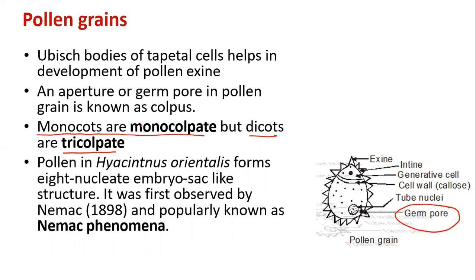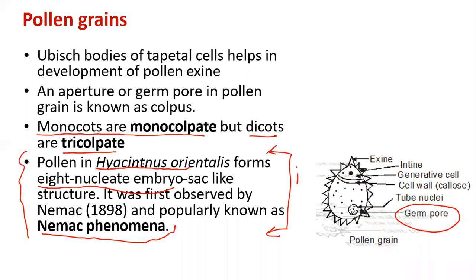Then there is one very important case which I don't think will ever be asked in NEET, but it is just for the sake of information. In case of one plant, Hyacinthus orientalis, the pollen grain is going to form an 8 nucleate embryo sac-like structure. It was first observed by Nemec, that's why it's popularly called the Nemec phenomenon. Once again, this is not in your NCERT textbooks, so it is not important. It will not be asked in NCERT, just for the sake of information.